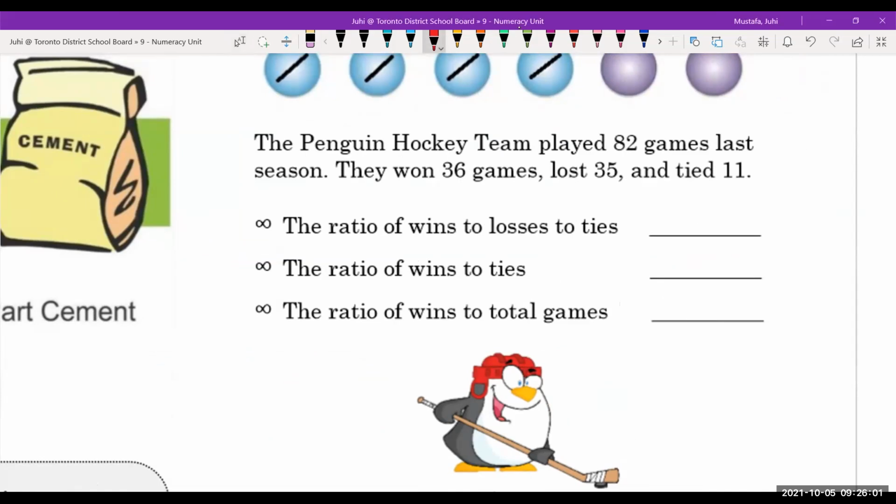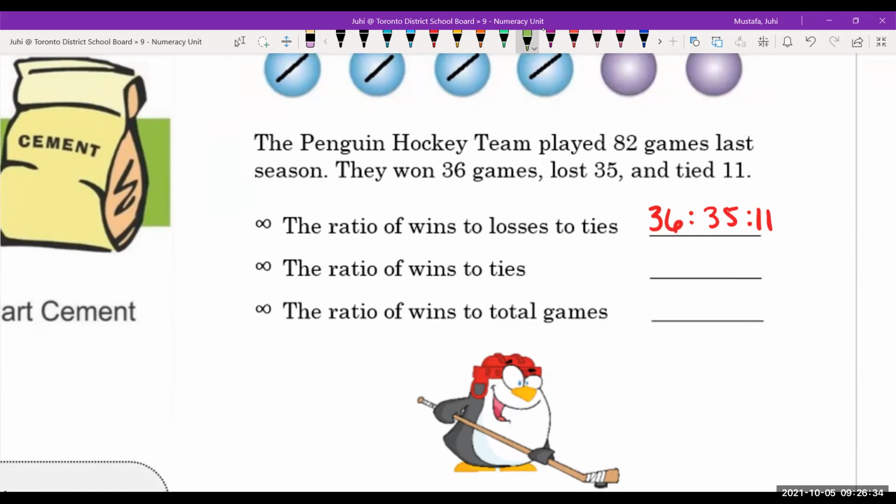So, yep, perfect. But instead of saying ratio, you're just going to say 36 to 35 to 11. And what you have to remember is the words have to match up. So if the first word was wins, the first number needs to represent your wins. If the second word is losses, this number needs to represent losses. And if this is ties, this has to represent ties. So the order definitely matters for questions like this.